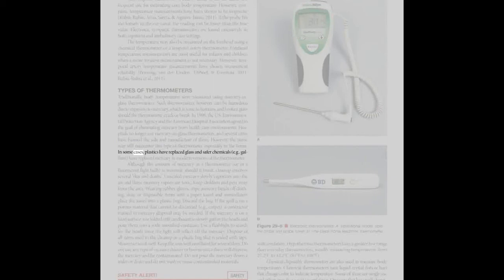In some cases, plastics have replaced glass and safer chemicals, for example gallium, have replaced mercury in modern versions of the thermometer. Although the amount of mercury in a thermometer, or in a fluorescent light bulb, is minimal, should it break, cleanup involves several do's and don'ts. Unsealed mercury slowly vaporizes into the air, and these mercury vapors are toxic. Keep children and pets away from the area.